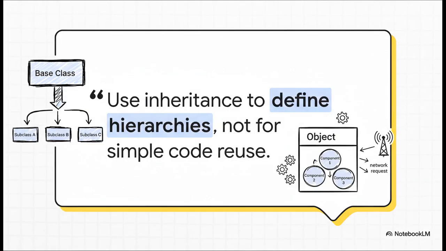So here's the bottom line, the big takeaway here. Inheritance is a great tool for defining genuine hierarchies, where a poodle really is a dog. But if your goal is just to reuse some functionality, like making a network call, always reach for composition first. It's a small shift in thinking that will save you a world of hurt down the line.